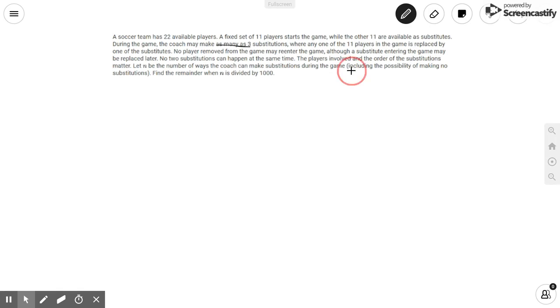Now, just this one parenthesis over here that says including the possibility of making no substitutions just makes me think that this problem calls for a casework solution where we have what if he makes 0 substitutions, what if he makes 1, what if he makes 2, and what if it's 3. Now, we just can list out the number of ways each of these cases can happen. So let's try doing that.